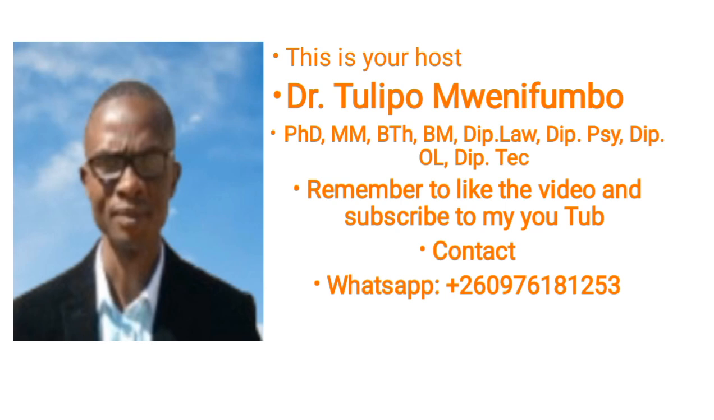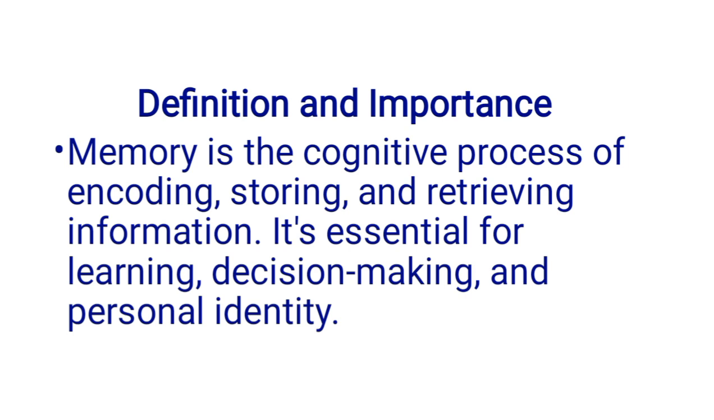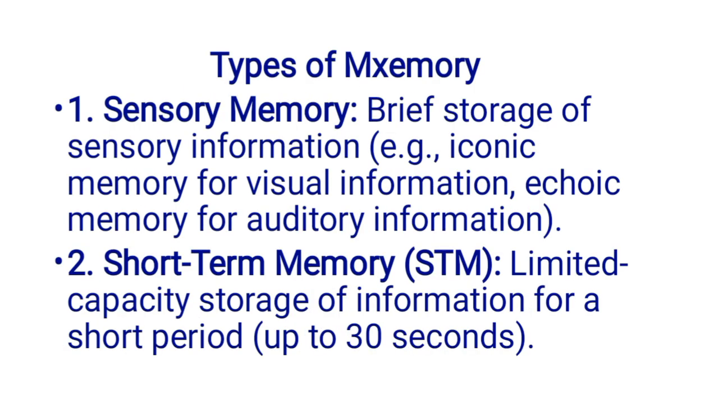Now, what's the definition of memory? When we talk about memory, we are talking about this. Memory is the cognitive process of encoding, storing, and retrieving information. It's essential for learning, decision making, and personal identity.